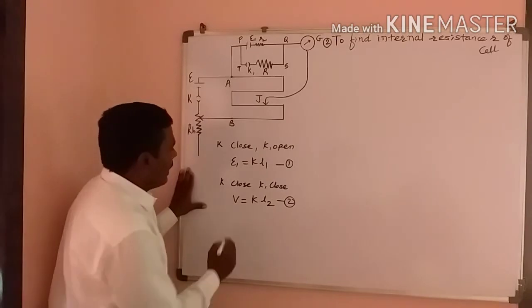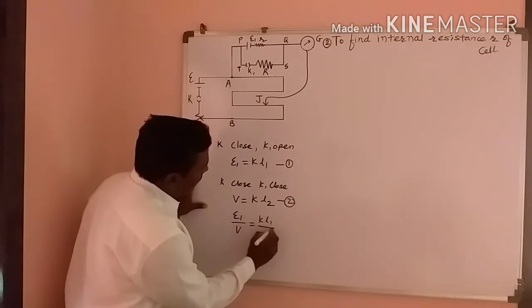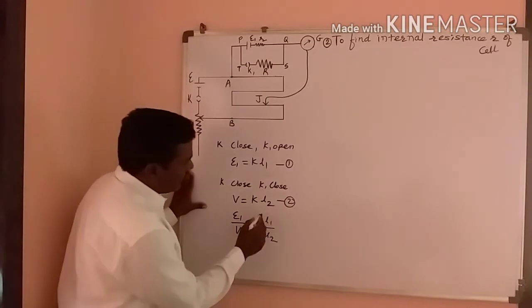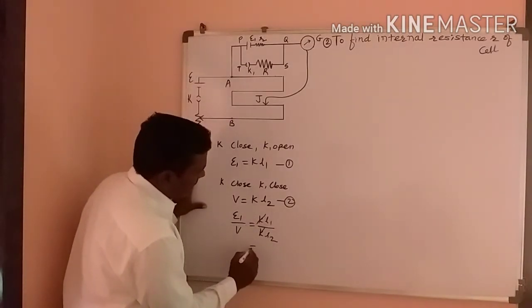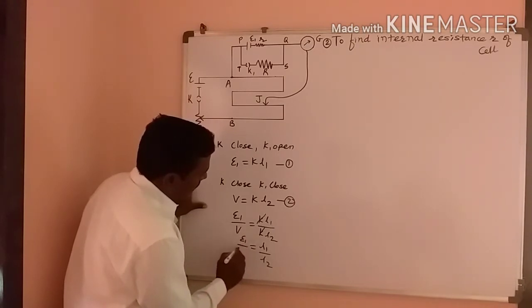Divide 1 by 2. We get E1 upon V is equal to KL1 upon KL2, where K is the potential gradient. This is the constant term, so they cancel. We write here L1 upon L2 is equal to E1 upon V.